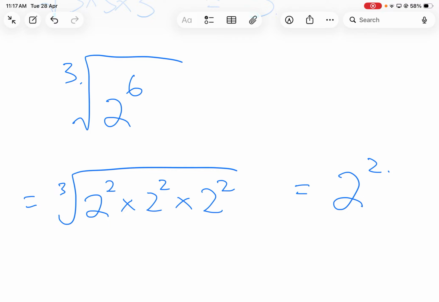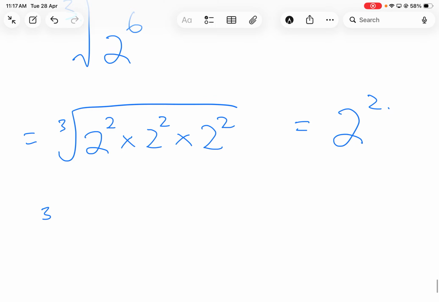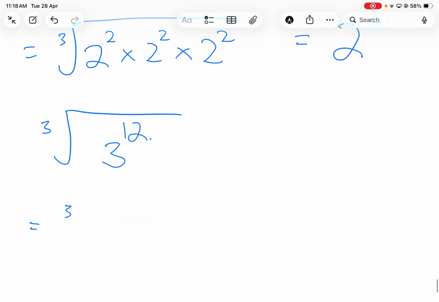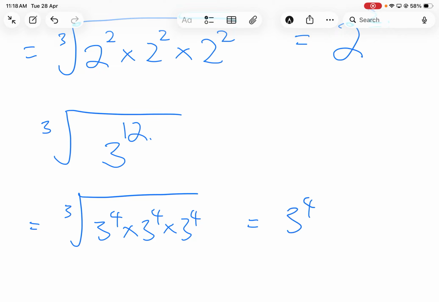So when I cube root, can you see a relationship between the power? This time is divided by 3. It can work for any number because I am splitting this into 3 equal parts. So become 3 to the power of 4 times 3 to the power of 4 times 3 to the power of 4. So again, if I don't go through this, can you see that the effect of the cube root is actually dividing the power by 3?